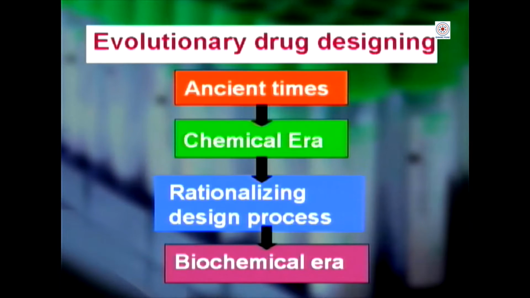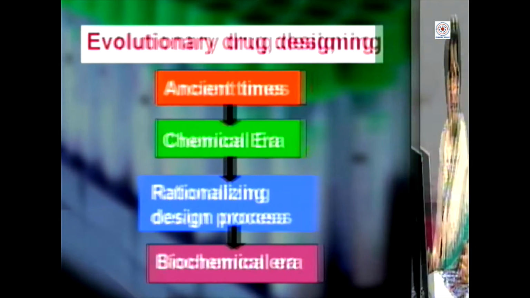Thus, there was the ancient era where the plant products and natural products were used. Then came the chemical era where chemical structure activity relationships were used. Then people started becoming more rational in their drug discovery process, and then came the biochemical era, and ultimately we go to the rational approach to drug designing.